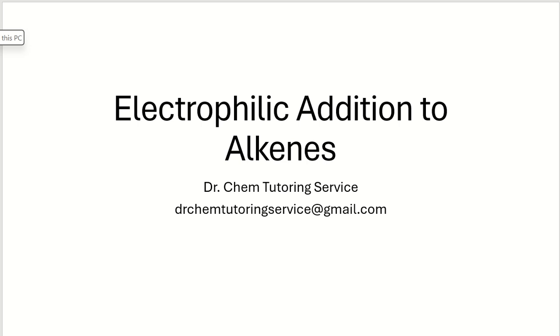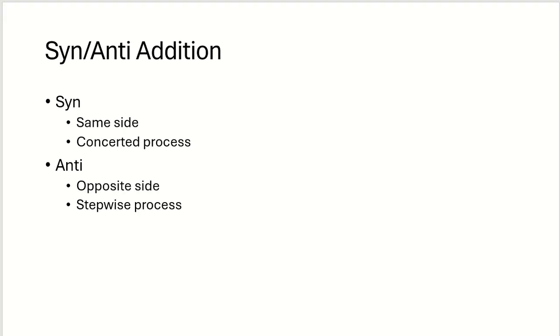So welcome to part 5 of our electrophilic addition to alkenes series. In this video, we're going to talk about syn and anti-addition. It's easiest to see when syn and anti-addition occurs when you have a ring, but you don't necessarily need a ring for it to happen.